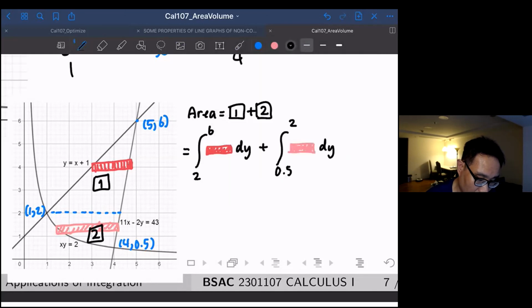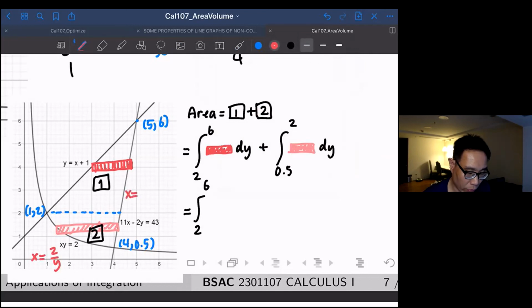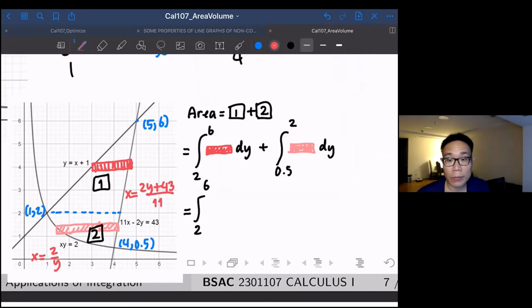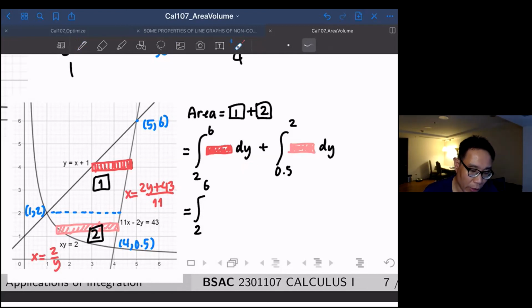The 2 to 6 and the red guy: you need to solve for x equal to, so x equal to 2 over y, and this guy is x equal to 2y plus 43 over 11. Why do we need to solve for x? Because when you are integrating with respect to y, you need the curve in terms of y. So you solve for x and get something in terms of y to plug in for your function. For the right function, you have 2y plus 43 over 11, and for the left function, you get 2 over y.